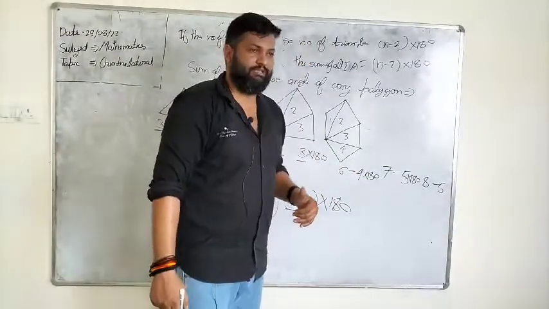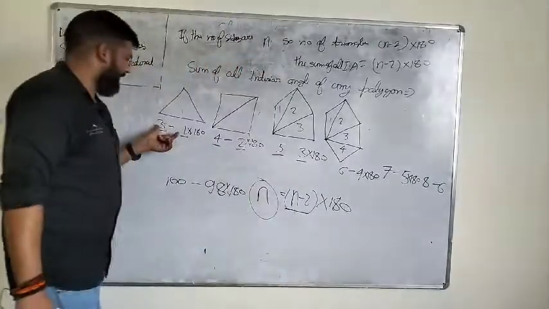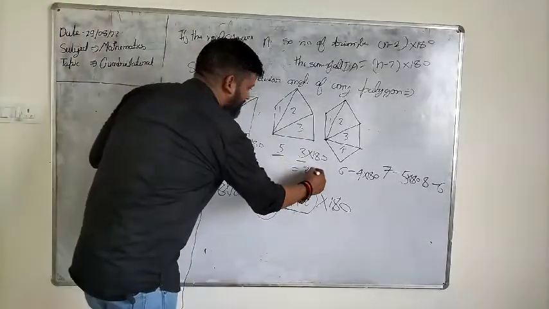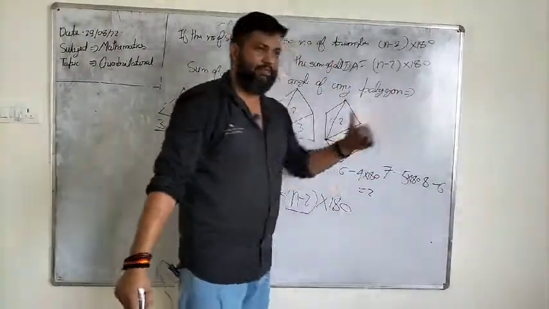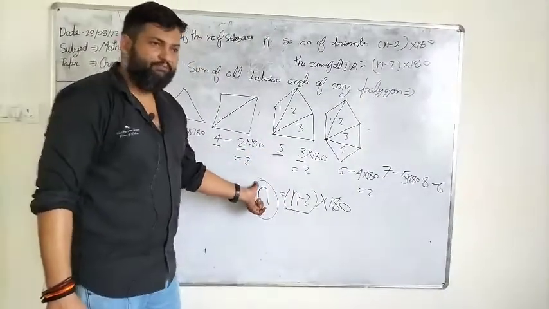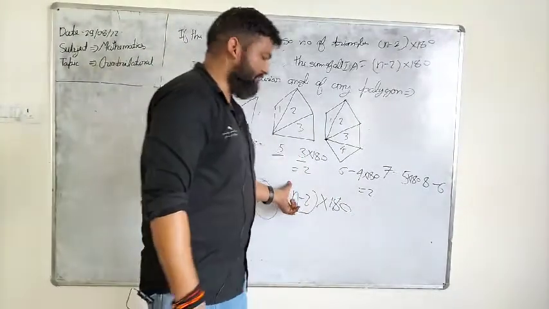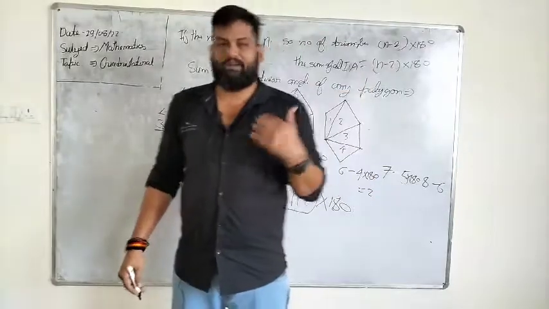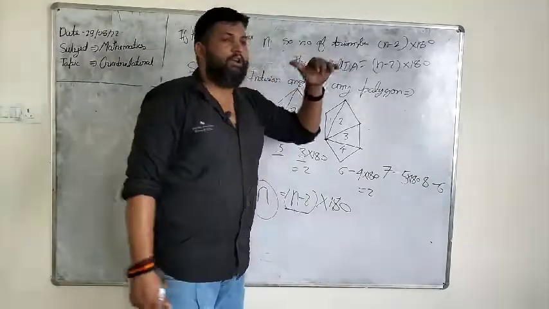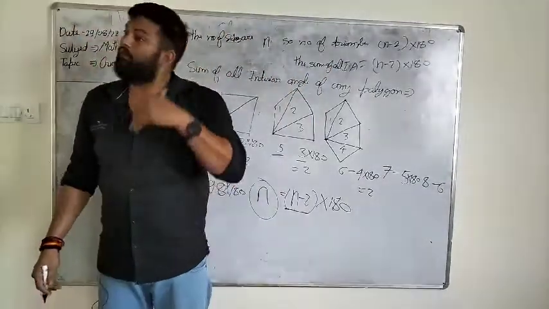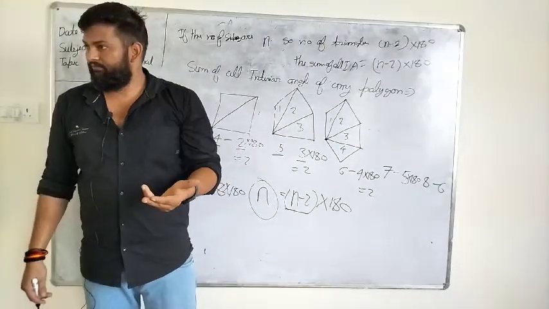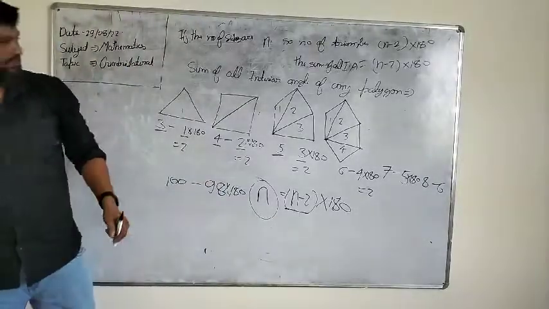So there is a sequence: 3 minus 1, 2; 4 minus 2, 2; 5 minus 3, 2; 6 minus 4, 2. When we follow the sequence, if the number of sides is n, then the number of triangles is n minus 2, and when we multiply the number of triangles by 180, we get the sum of all interior angles of any polygon. Any polygon means regular or irregular. Is that clear?